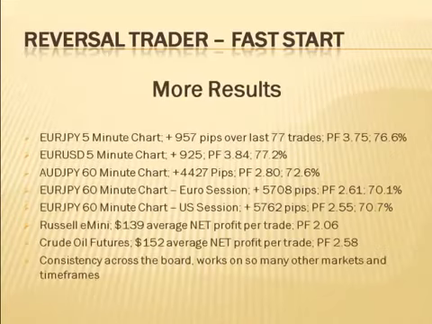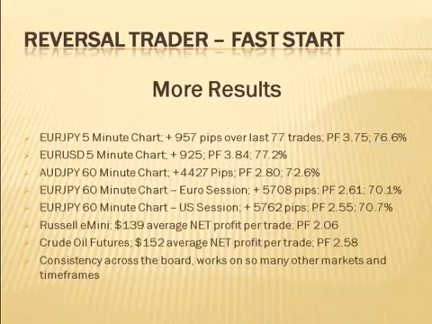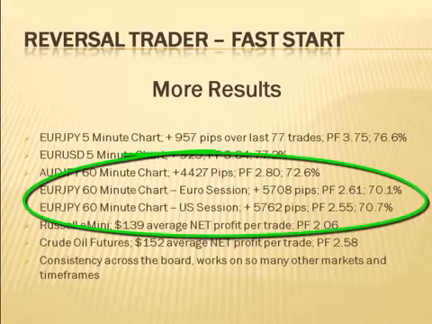How about some of the faster time frames? Check out our 5-minute charts. We've got a couple great plans for the Euro Yen and the Euro USD. Close to 1,000 pips so far for each one, both of them boasting very high winning percentages and profit factors. The Aussie Yen, the Euro Yen. How about that 60-minute chart for the Euro Yen? You could trade it during the Euro session or the US session.